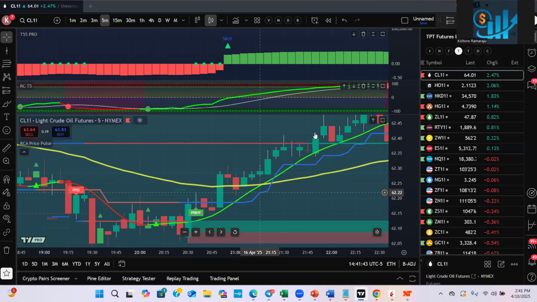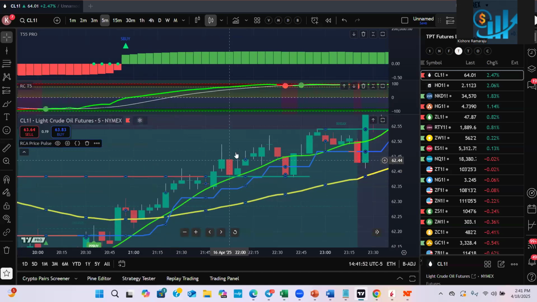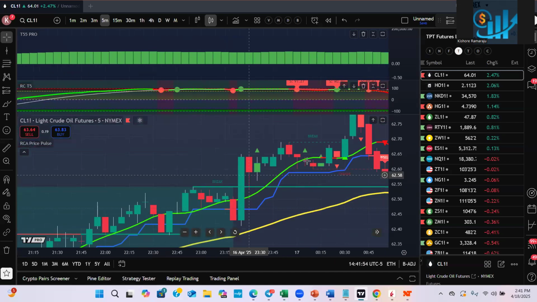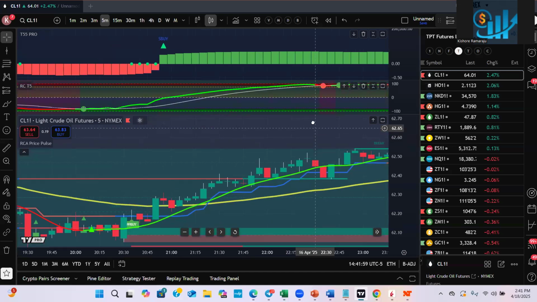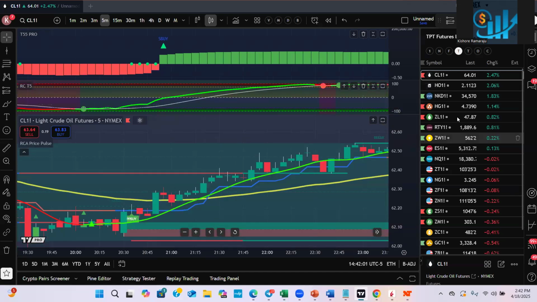My price pulse is also in buy. It is blue color. Now I can confidently take the trade. I can hold until it goes and hits the trend line resistance. With one trade, easily you can make $500, $600 in each account.